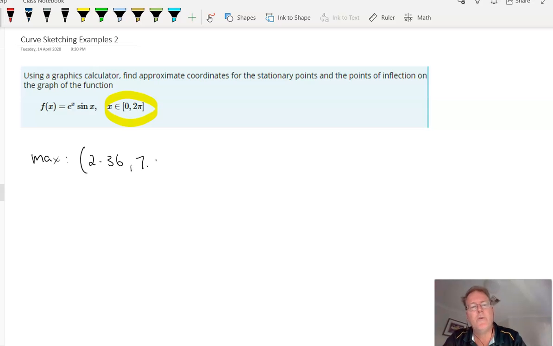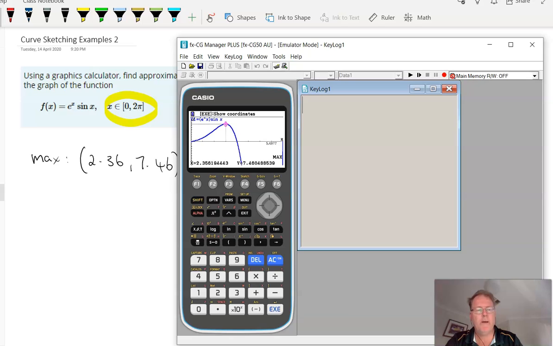2.36 and 7.46. Okay, so there's my maximum. All right, so what's my next point that I want to find? Does it have any minimum? So we'll come back in.